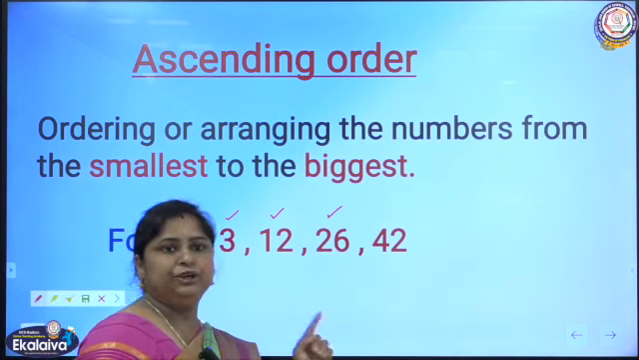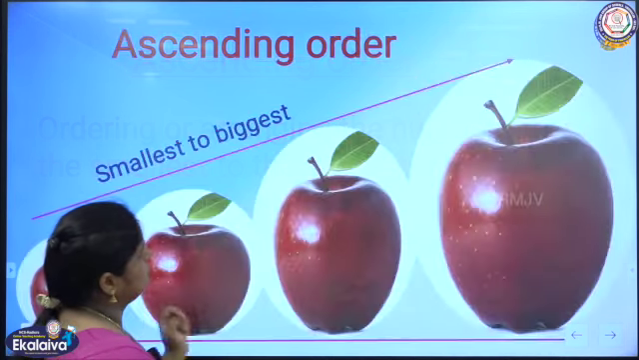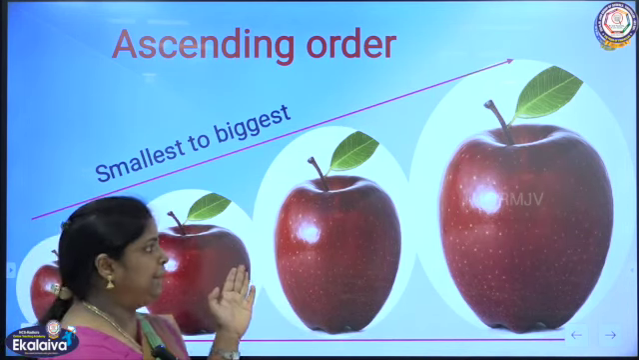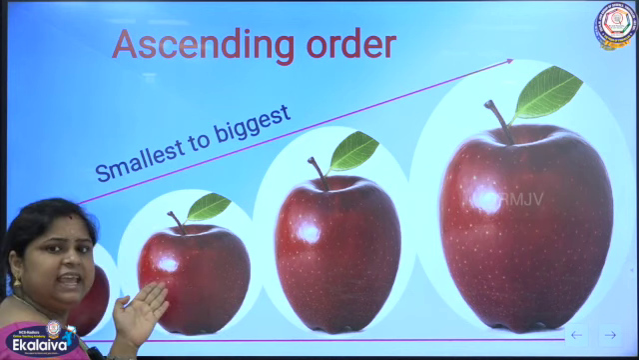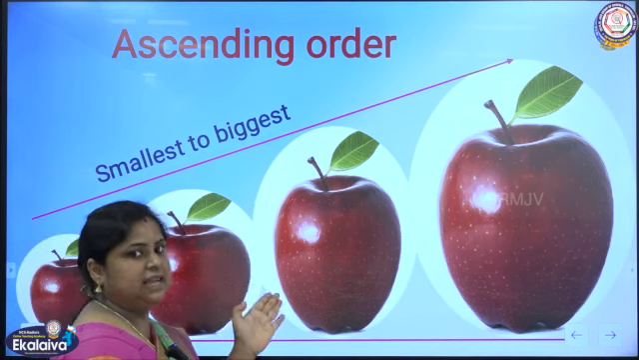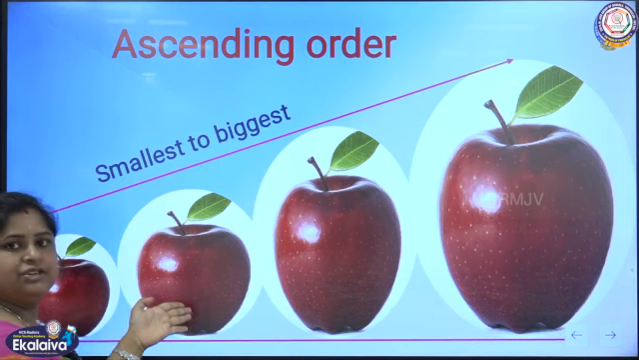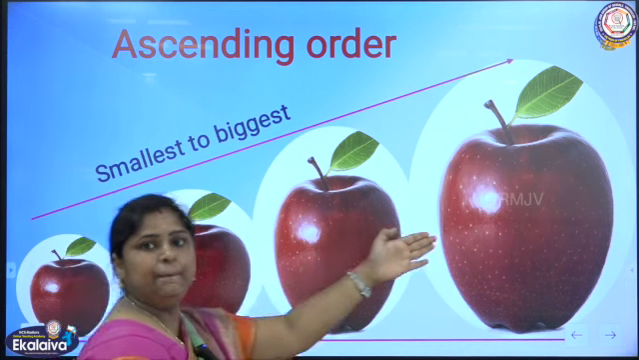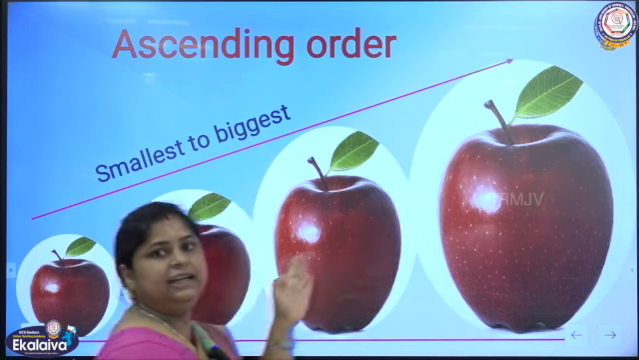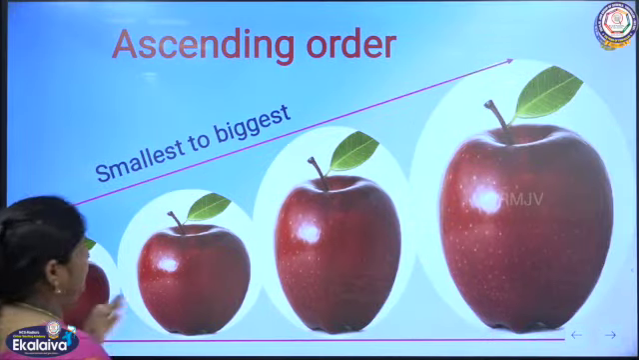Now, I am going to show you one picture. See, what is there in this picture? Yes, apples. Whether all the apples are the same size? No, each apple is a different size, isn't it? But how are they arranged? From the smallest to the biggest. See the arrow, how it goes from downwards to upwards. It is arranged in the ascending order from the smallest to the biggest.